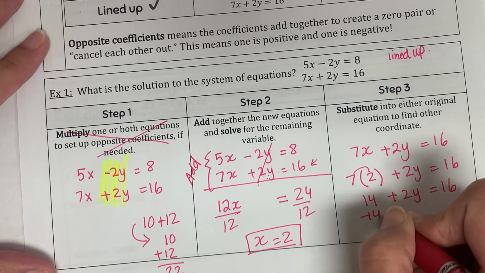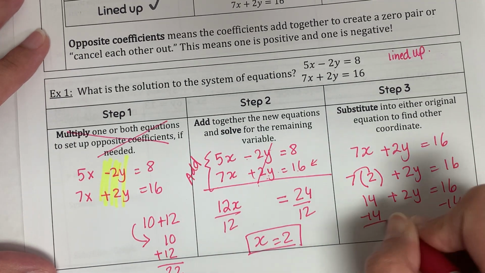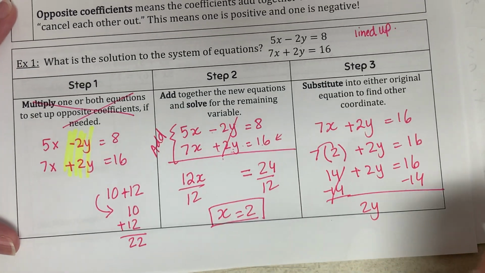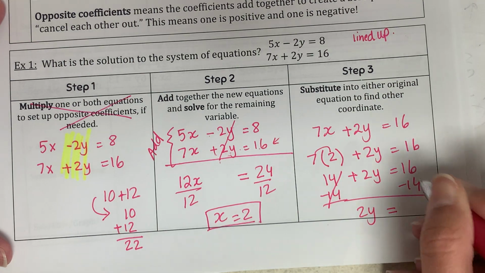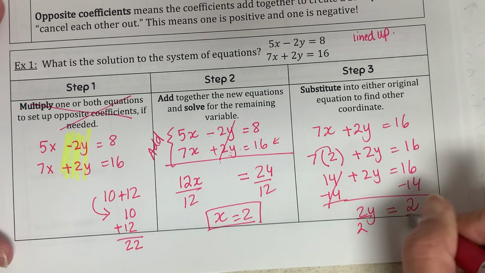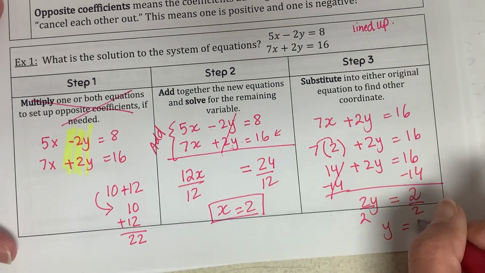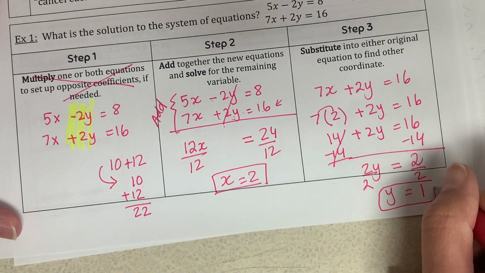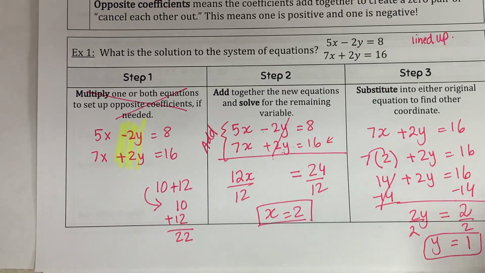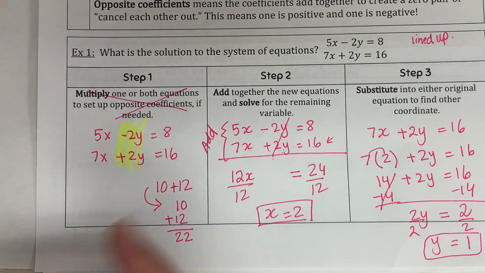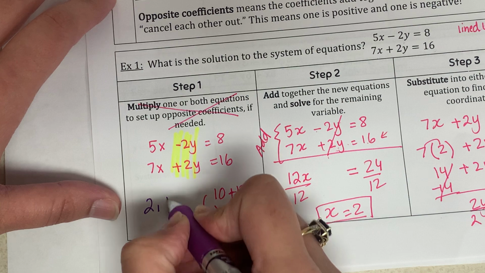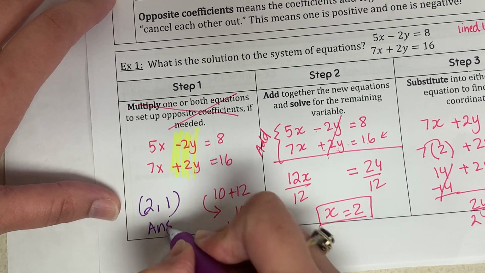It's a two-step equation, so subtract 14 on both sides. You're left with 2y equals 16 minus 14, which is 2. You divide by 2. You're left with y equals 1. There you go. Your solution is (2, 1). The solution to the system of equations is (2, 1). This is your answer.